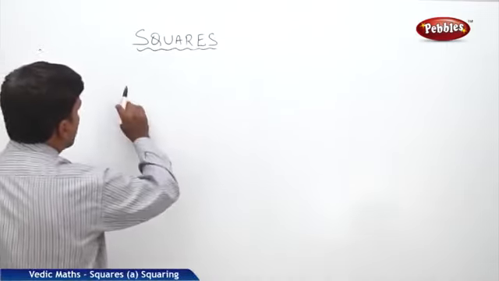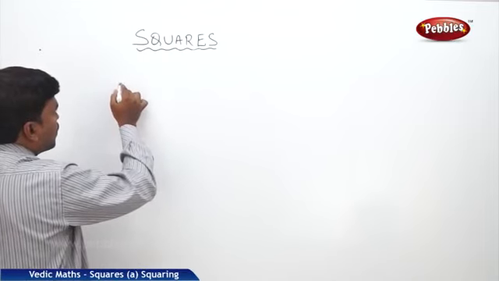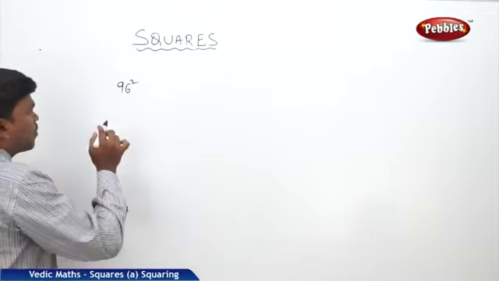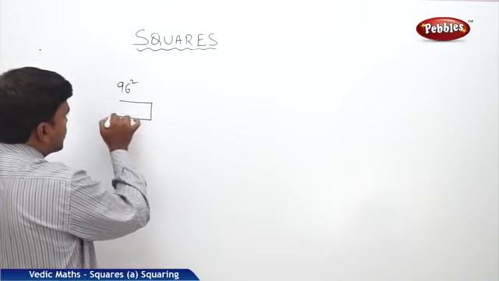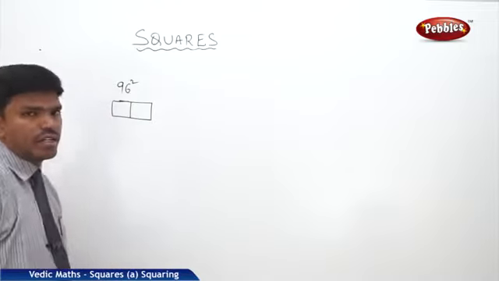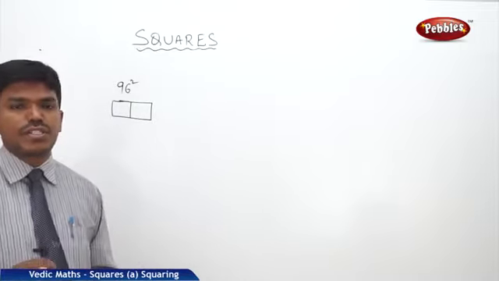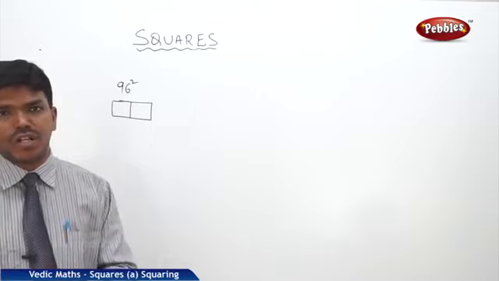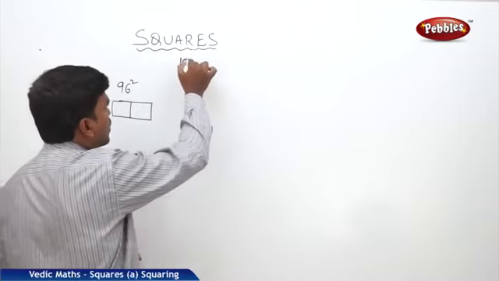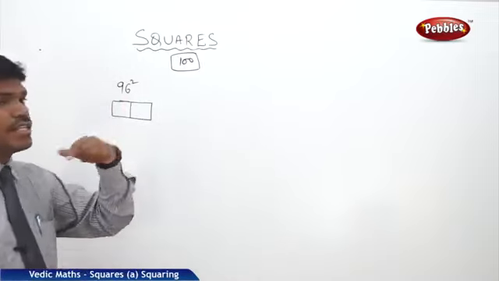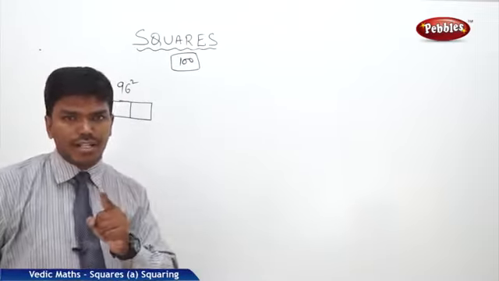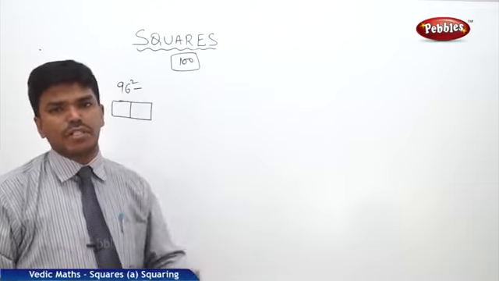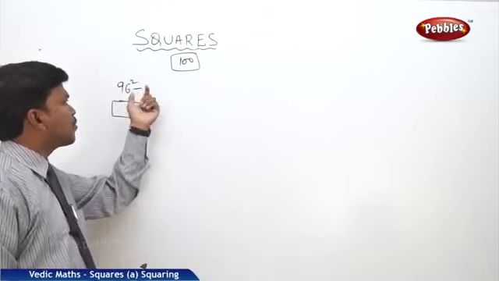See here, suppose I need 96 square. Now just draw two boxes like this, and to find out the 96 square, you just compare with the 100. Take the help of the base 100 here. Now you tell me, 96, is it more than the 100 or less than the 100? Less than the 100. Yes, if it is less, put a minus symbol here. If it is more than the 100, put a plus symbol. That's it. So here 96 is less than 100, so put a minus symbol.